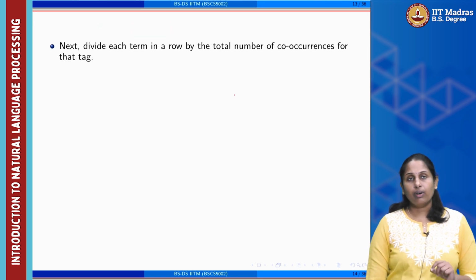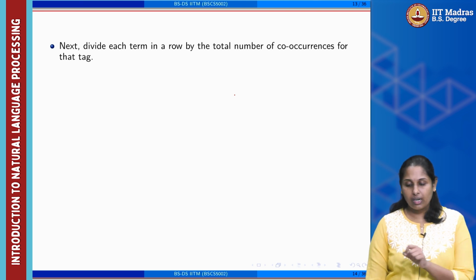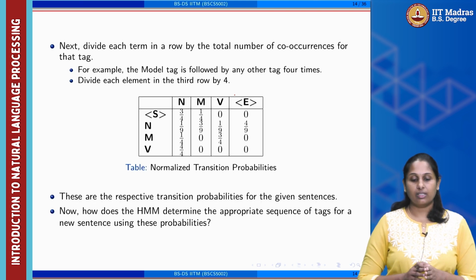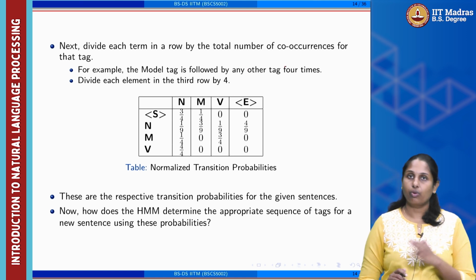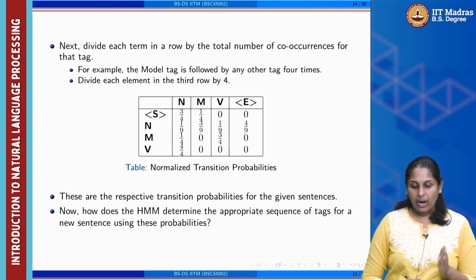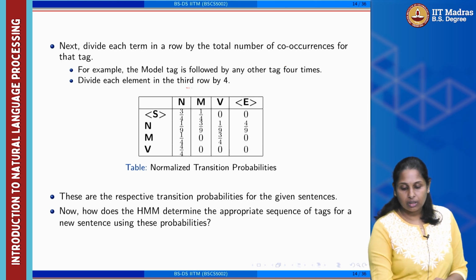Now what we have to do is divide each term in a row by the total number of co-occurrences of the tag. So now the total number of co-occurrences says that modal tag is followed by any other tag 4 times. It can be any other tag. But out of which, let's say 1 time it is followed by a noun. So divide each of the elements in the 3rd row by 4.